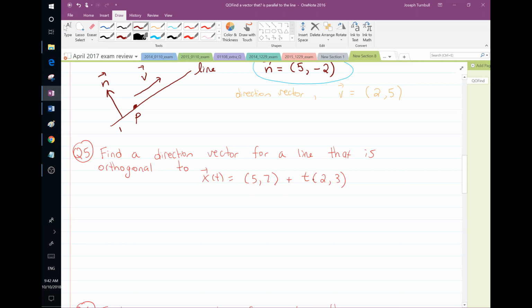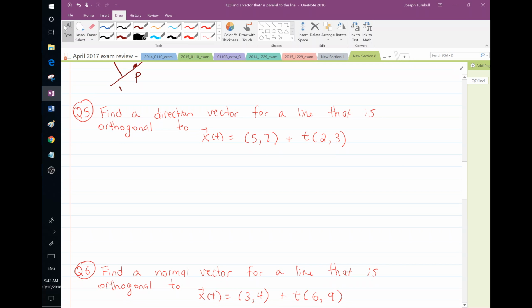So I'm going to draw two lines here. Here's the first line. This is the line x of t. And it has all types of stuff. It has a point P on it. I won't label the point P anymore. It's just going to cause some clutter. It has a normal vector n and has a direction vector v on the line. Now what are we given? We're given the direction vector v. V is 2, 3. For that line.